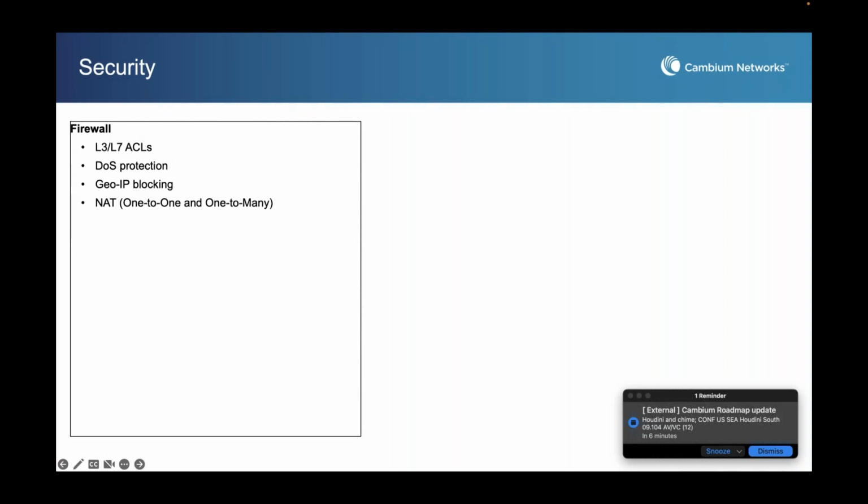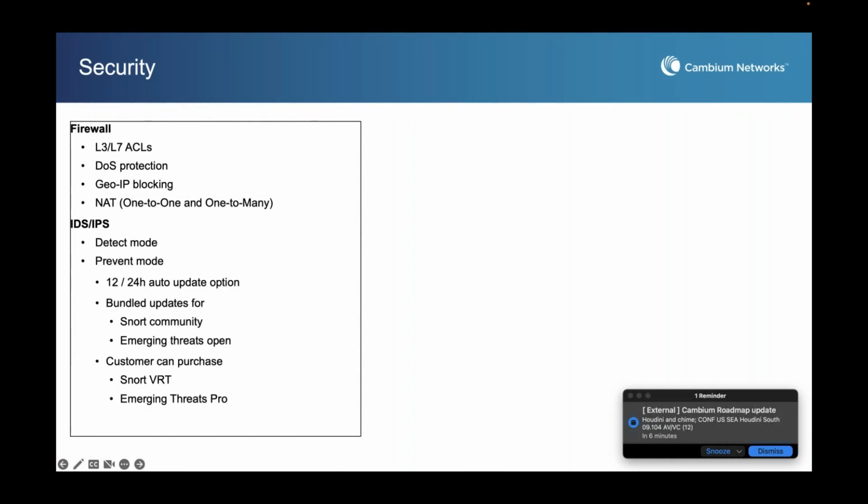And then NAT, one-to-one, one-to-many network address translation is supported. On the IDS, IPS, we are using Snort, and we have the Snort community signatures, and that is updated automatically, either every 12 or 24 hours. You can also purchase the paid version of Snort, which is called Snort VRT, for more emerging threats, right?